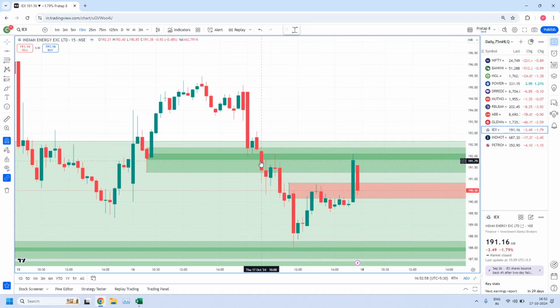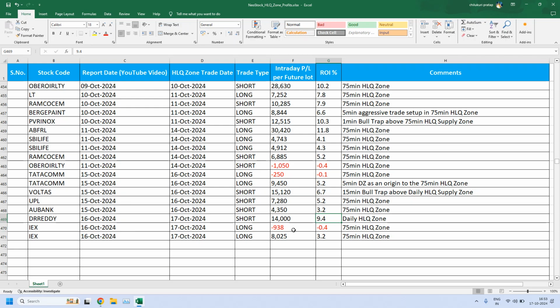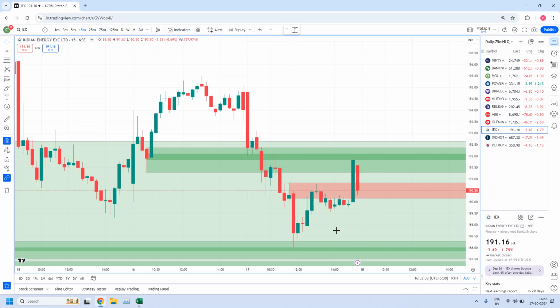And finally this is violated. That's why IEX has given the first one. We got another trade, but the first one has given a 938 rupees loss. Even though it pushed near the 1:3 RR level, I am not considering that as a profit. I am considering it as a loss for a stopped-out trade only. Some people would have exited at the 1:3 level and got profits, but it was a little short of 1:3. So it is a negative 0.4% ROA. That could be our loss.